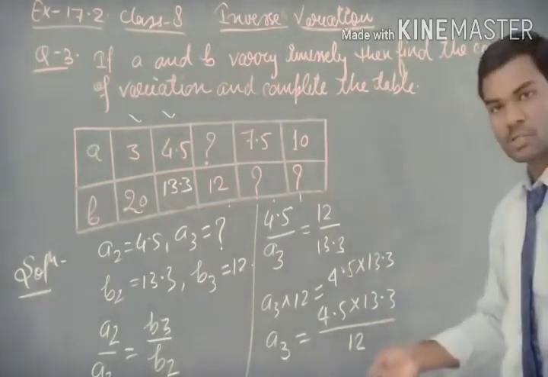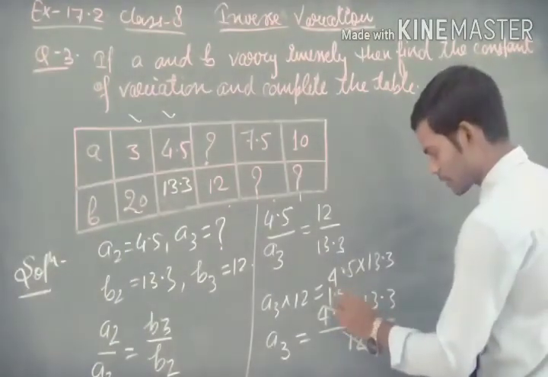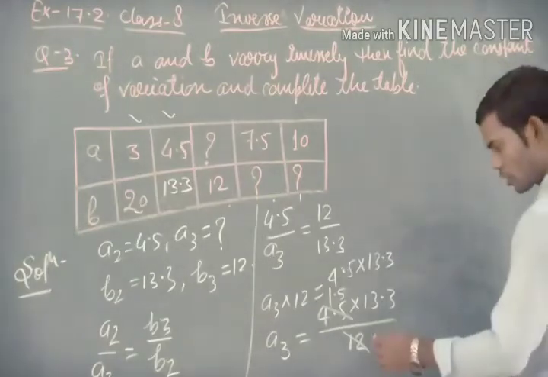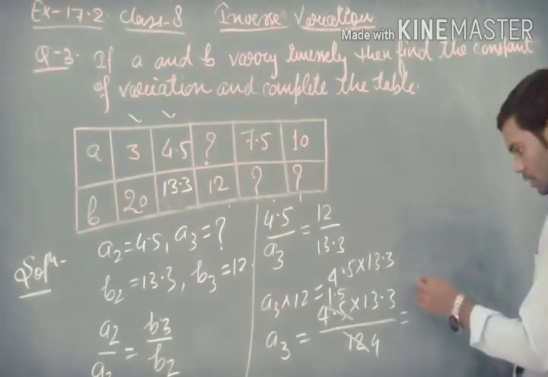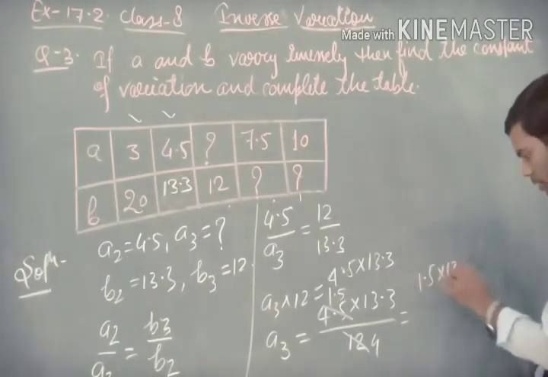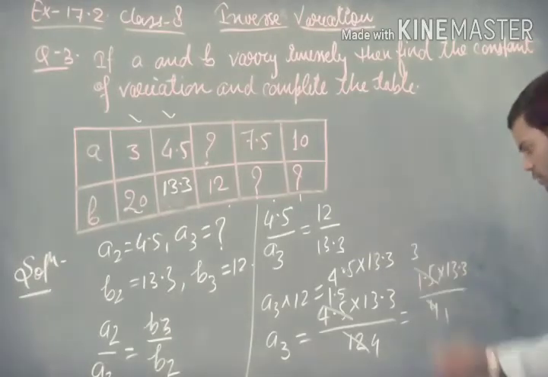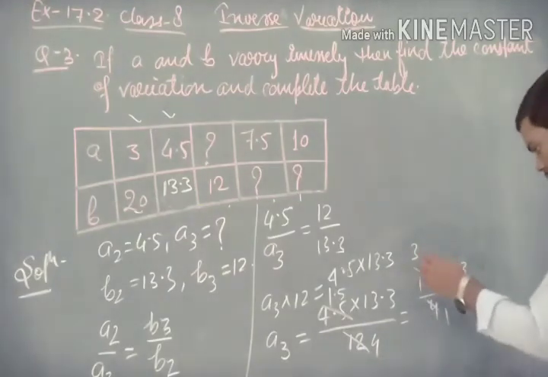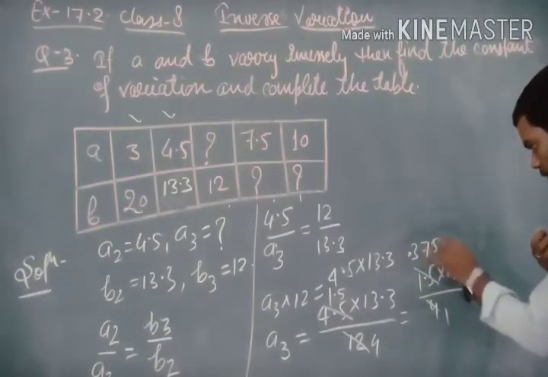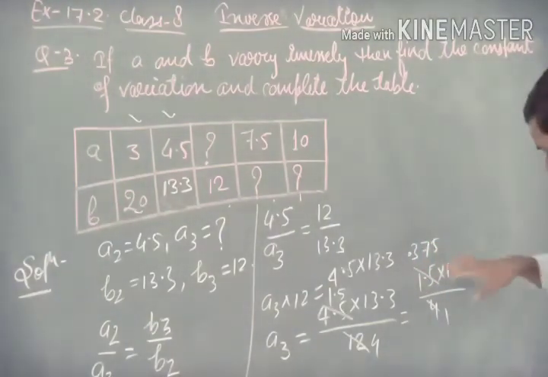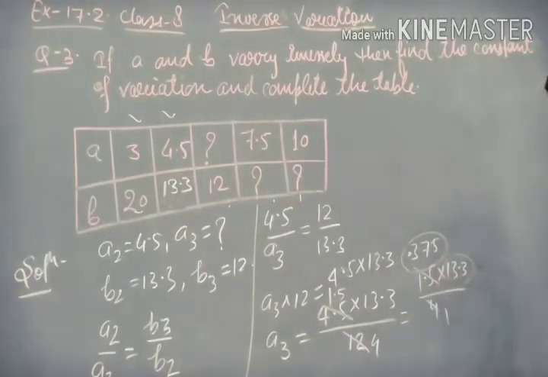And now let's solve it. We get 3 4s are 12 and 3 1s are 3, 3 5s are 15. We get 1.5, or you can further divide it, then we get 1.5 multiplied by 13.3 upon 4, where 4 1s are 4, 4 3s are 12, and 0.3, and 4 7s are 28, 4 5s are 20. So here we get this result, and just multiply this by 13.3, then we get our result.